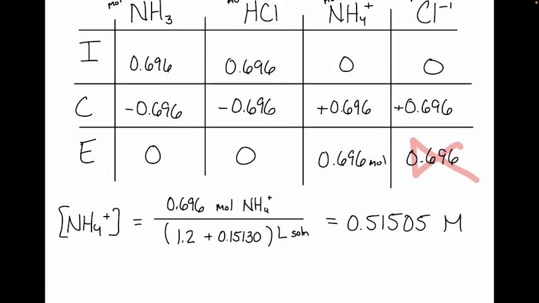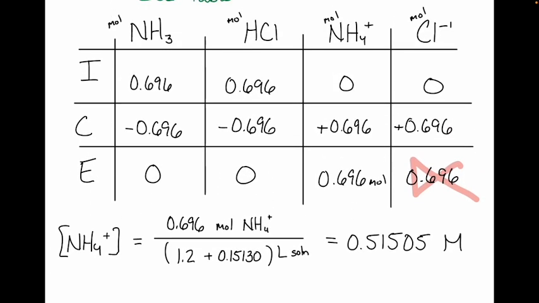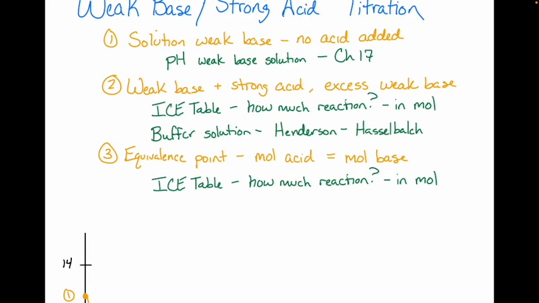Okay, and again, just to emphasize here, at the equivalence point of our weak base strong acid titration, what we're left with is just a solution of that conjugate acid, a solution of weak acid. So when we're talking about our strategy here, our pH calculation will be that for a weak acid solution. Again, what we learned how to do in chapter 17.